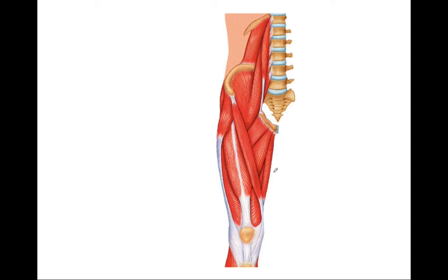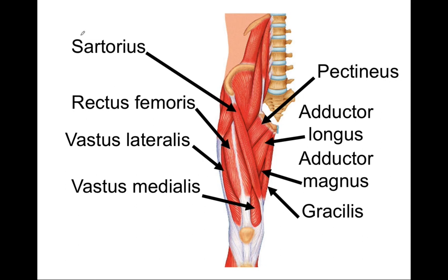The anterior group in particular is comprised of the sartorius, the rectus femoris, and our 3 vastus muscles. Our muscles of interest are on the left side of the page. So this muscle here is known as the sartorius. And the sartorius courses also in the same direction as the external oblique did, from superior lateral to inferior medial. The sartorius is the longest muscle in the entire body.